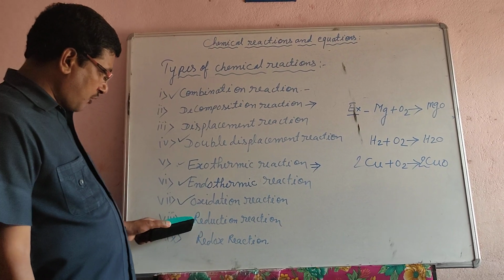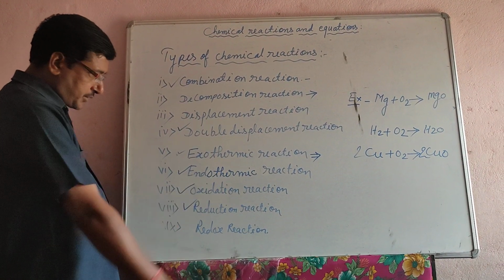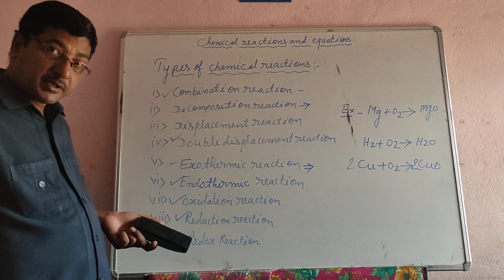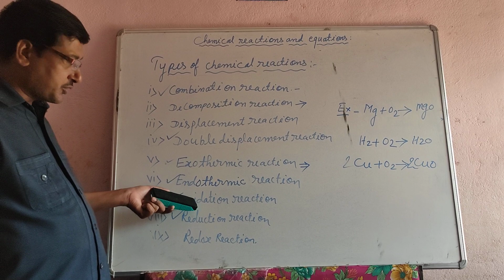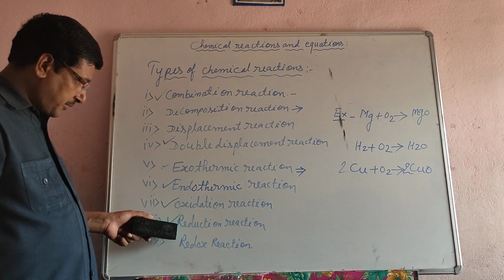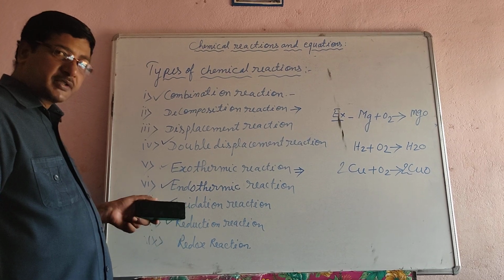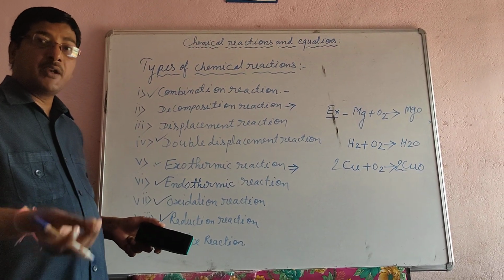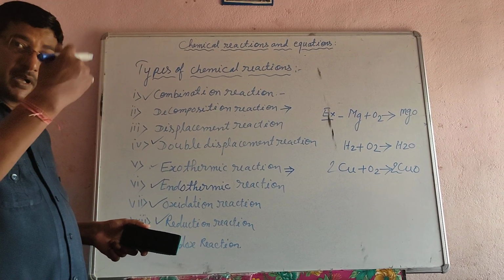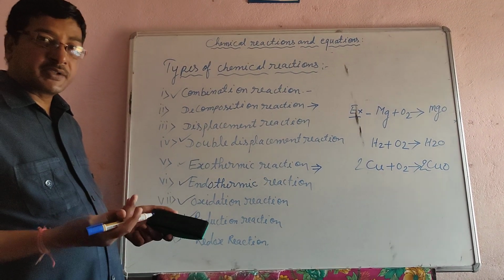Now come to the reduction reaction. What is the reduction reaction? The opposite of the oxidation reaction. As we have seen, in oxidation, gain of oxygen or loss of hydrogen is oxidation. Similarly, in the opposite direction, reduction reaction is the reaction in which there is loss of oxygen and gain of hydrogen. That is called the reduction reaction.